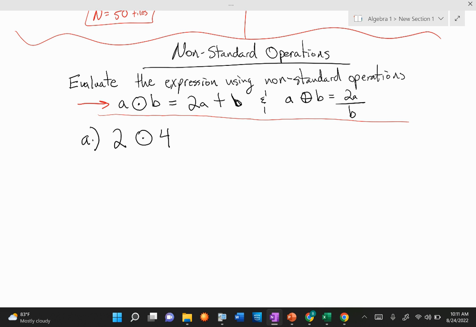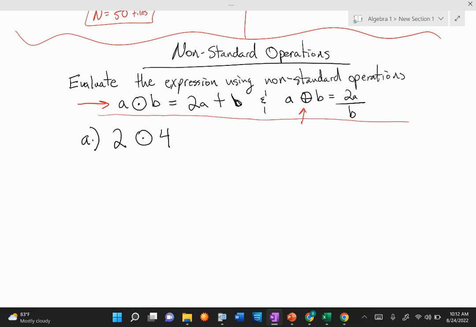What do we want to call this symbol today? Squiggly line. Like a bird sparrow? Like Captain Jack Sparrow? Okay, so this is the Black Pearl. So we've got A, Black Pearl, B. That's going to equal the expression 2A plus B. We also have a different one right here. It's a different symbol. What do we want to call this one? Goofy. We have A, Goofy, B equals 2A over B.